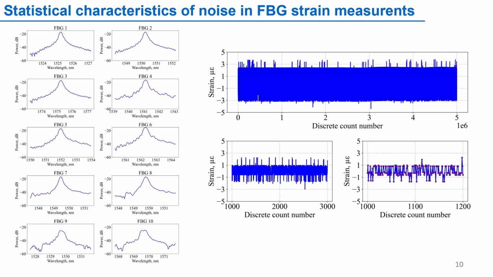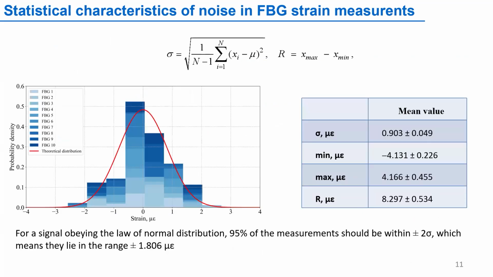By using these two types of fiber optic sensors, as for any kind of sensor, there is some measurement noise which the sensors represent. So we try to study the statistical characteristics of this measurement noise in the absence of any external influence or change of temperature. So we took 10 fiber Bragg gratings, measured strain without any external influence for some time, and statistically analyzed this measurement data.